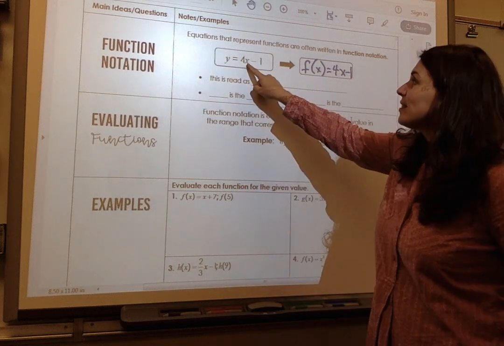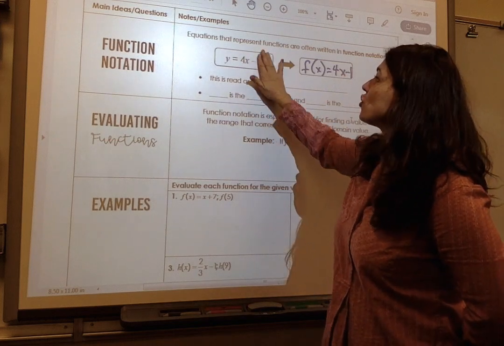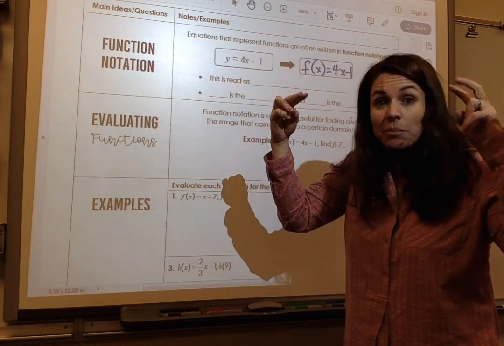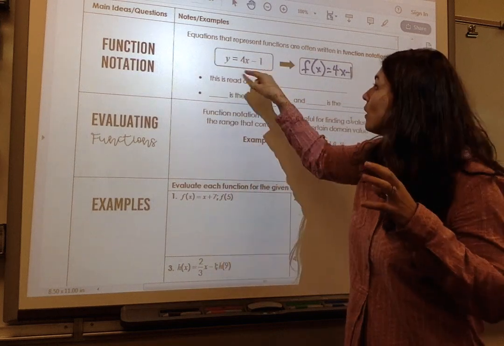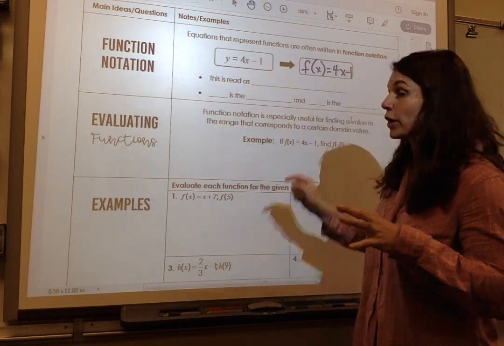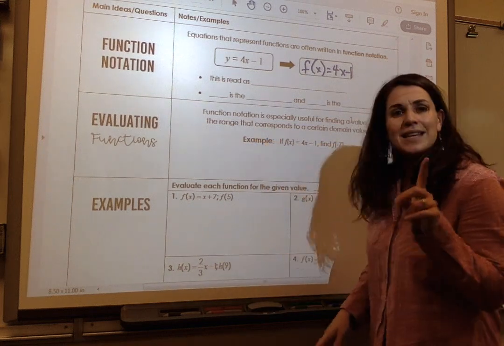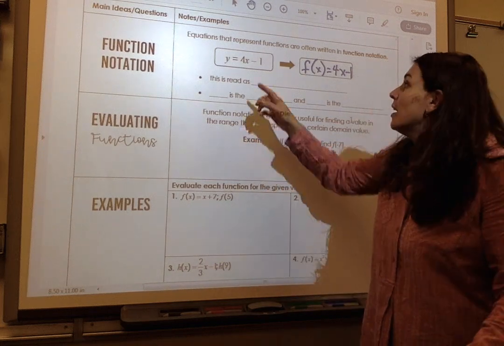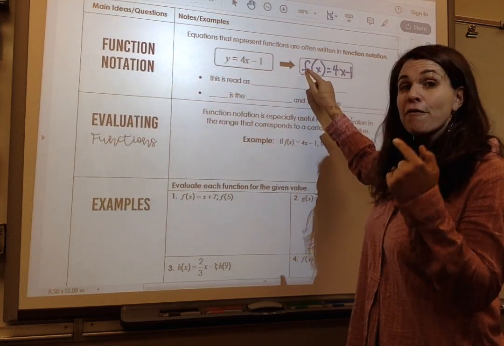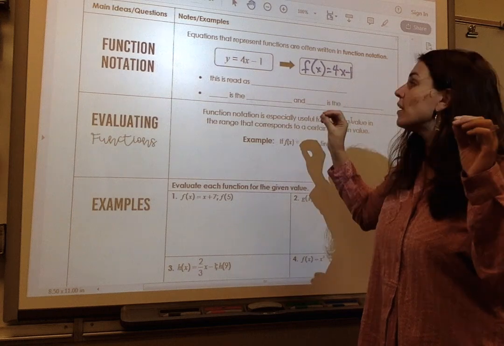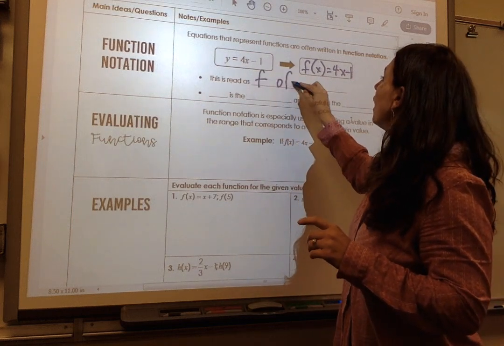Notice, x is still my input. I have not changed the machine part, right? When an input goes in, the machine does its work. Here's the machine work, and here's the machine work. That stays the same. So x is still my input. The only thing that has changed is my output. Here it's read y, but here it's called f of x. So we read it in a certain way. This is read as f of x.